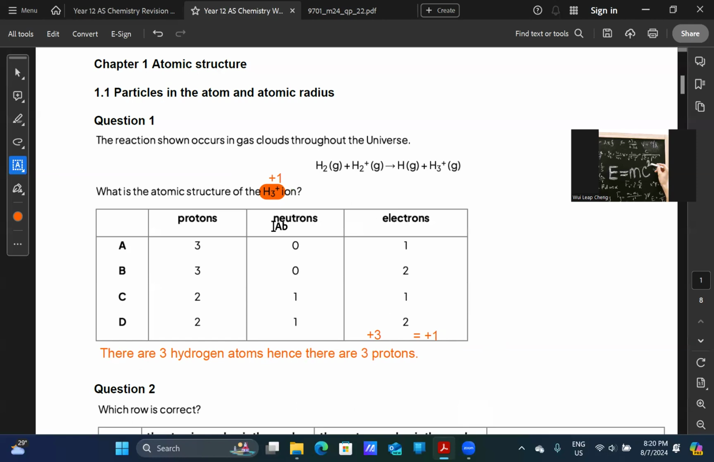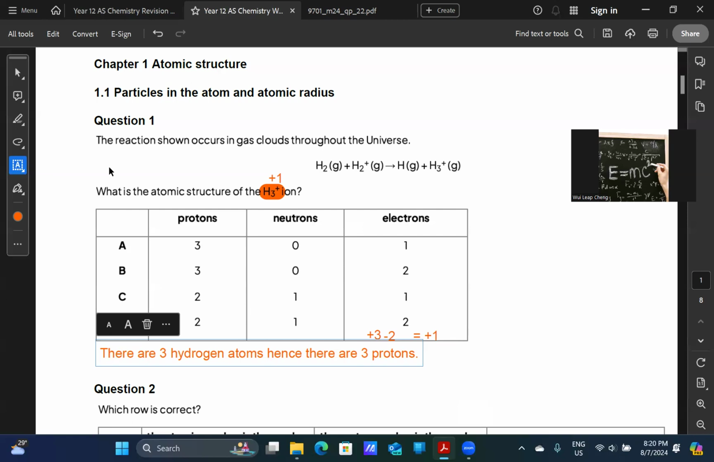Okay, and this ion has 3 hydrogen. There will be 3 protons. So initially the charge is positive 3. To get positive 1, this ion contains 2 electrons. So positive 3 minus 2, the overall charge is positive 1, same as the charge given in this chemical symbol. Okay, so the suitable answer here is B.